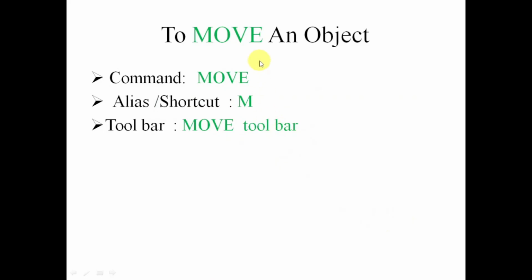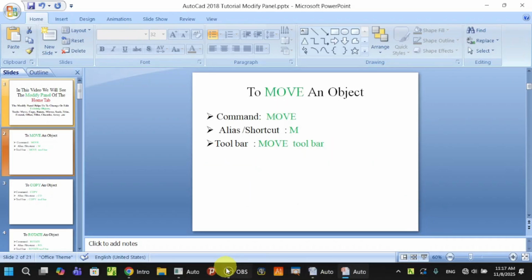Let's see the move command. To move an already drawn object, use the move command. The command line that you need to write is move. The shortcut is M, and the toolbar is the move toolbar. So let's go ahead and use the toolbars. I'm not going to use the command line. I'll show you all the commands at the end of this session so that you can use them. I'm just using the toolbars. That's an easier way of drawing or modifying objects in AutoCAD.